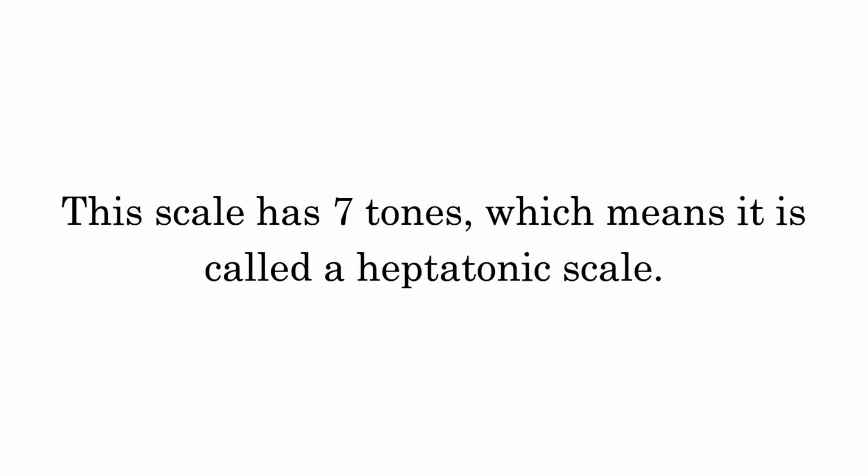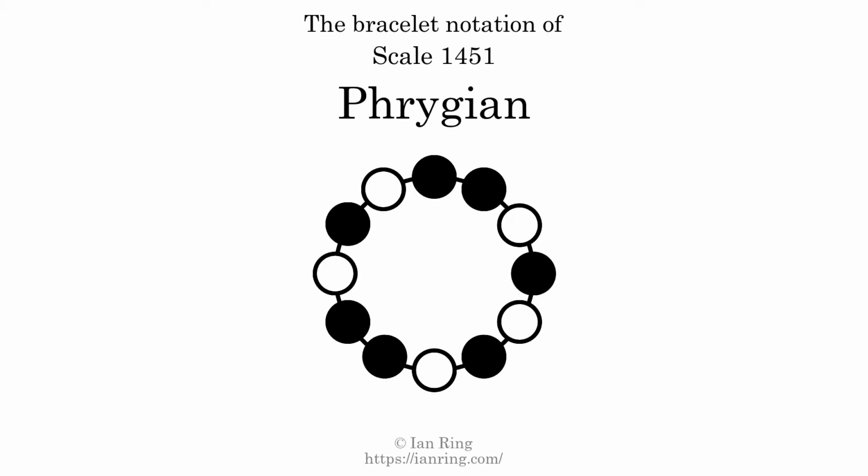This scale has 7 tones, which means it is called a heptatonic scale. This is a bracelet notation diagram of scale 1451. The shaded circles represent tones that appear in the scale, and they are read clockwise, starting at the top.